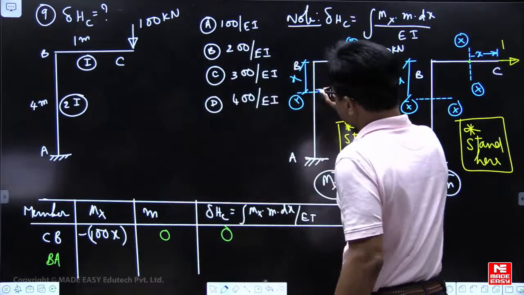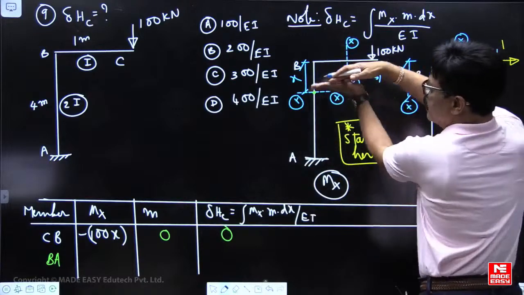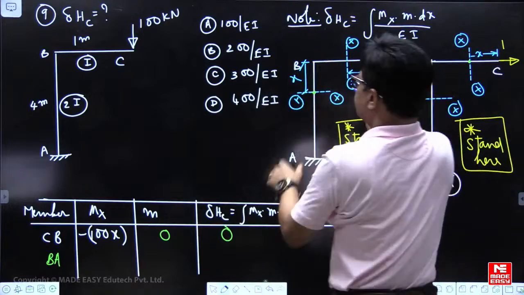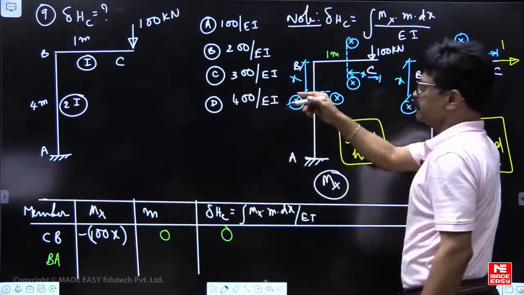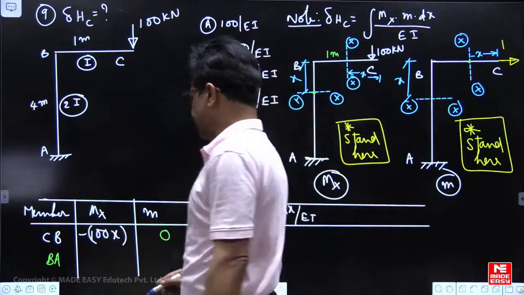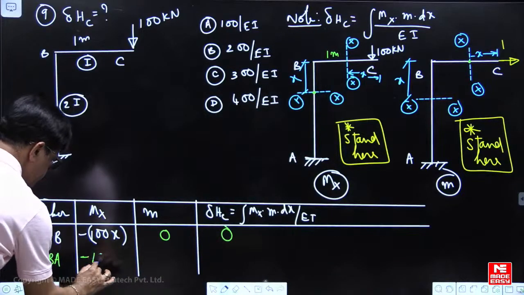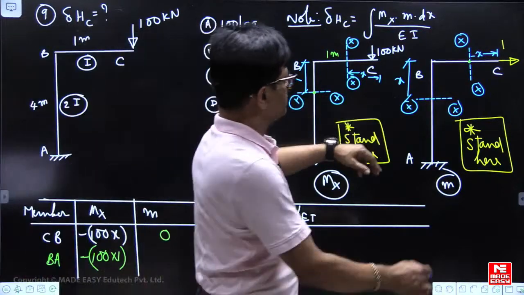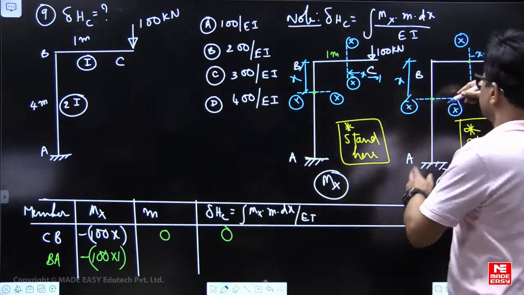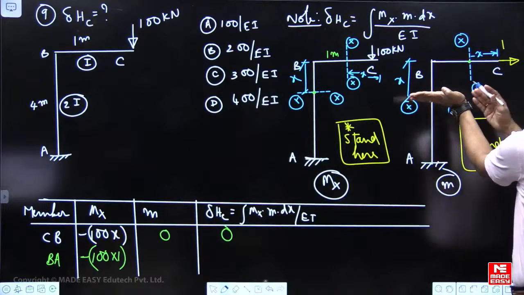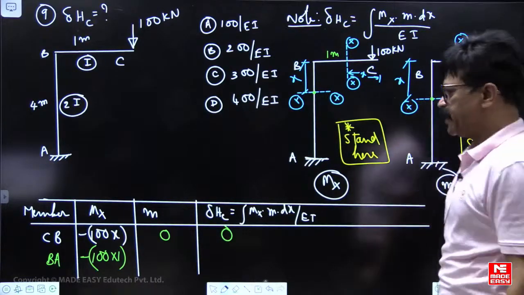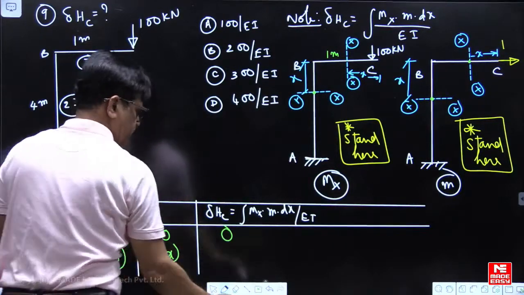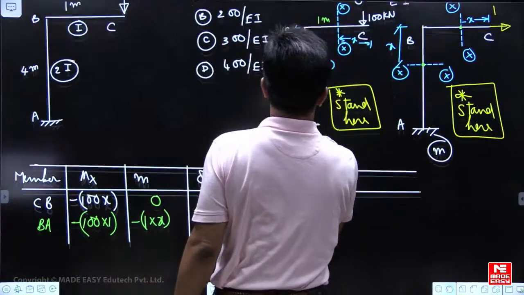So stand here, go inside, stand here, look right side. Tail to the head towards the dot: 100 into this length, which is 1 meter. So hogging, minus 100 into 1. Next, stand on this dot. Stand here, look right side. Again hogging, minus 1 into x. Now I think I can move slightly up.